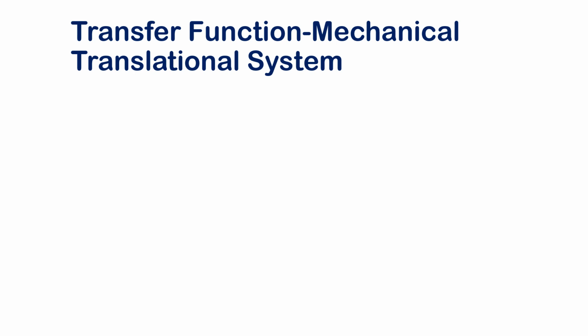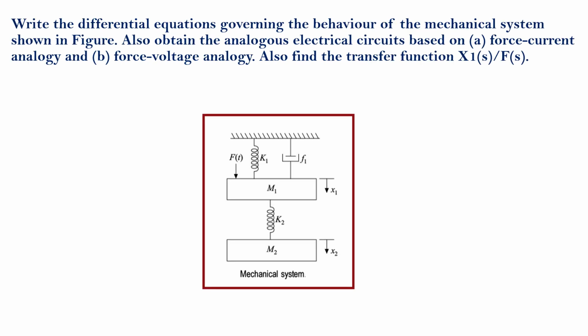In this video, I am going to explain the transfer function of mechanical translational system. For explaining this, I am going to consider a problem. Write the differential equations governing the behavior of the mechanical system shown in figure. Also obtain the analogous electrical circuits based on a force current analogy and force voltage analogy. Also find the transfer function X1(s) by F(s).